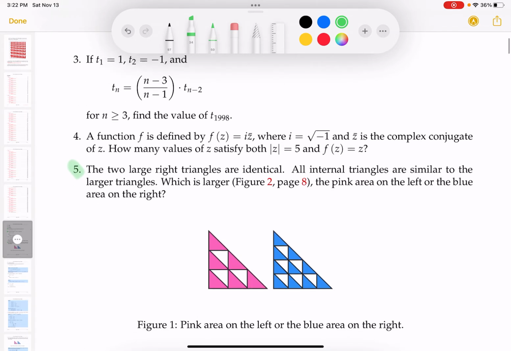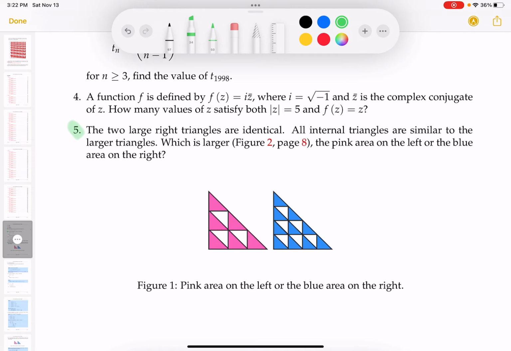All right? Now, number 4 looks like it says a function f is defined where f of z is equal to i times z with the bar on top. I want to tell you what the z with the bar on top is. A complex conjugate. All right? And then it goes on to say where i is the root of minus 1 and z bar is the complex conjugate of z. So z is equal to a plus bi. z bar would equal what? It would equal a minus bi.